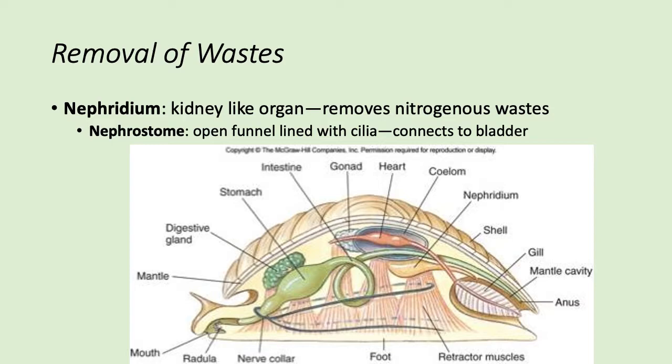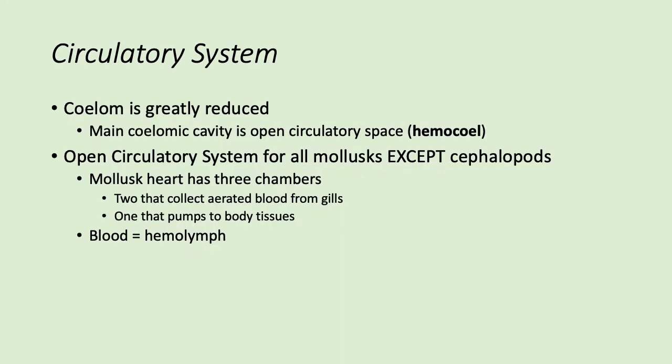Moving on to the circulatory system. So I told you that the coelom, the body cavity, is greatly reduced. It's reduced and it's found around certain systems. So the main coelomic cavity is an open circulatory space called the hemocoel. As soon as you're done with the slide, I think I'll go back to the first slide of this picture. I should have pasted it on this slide, but I didn't. But it's called the hemocoel.